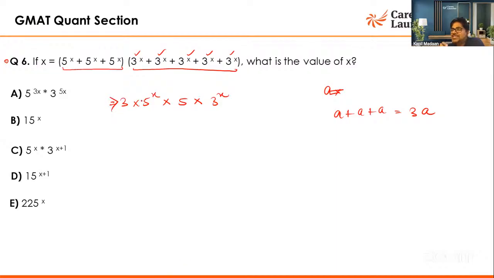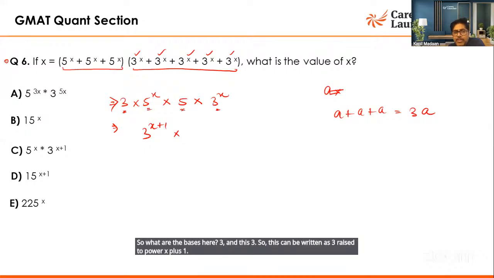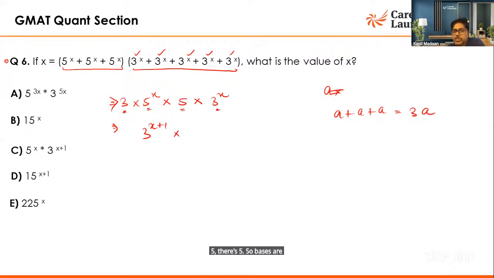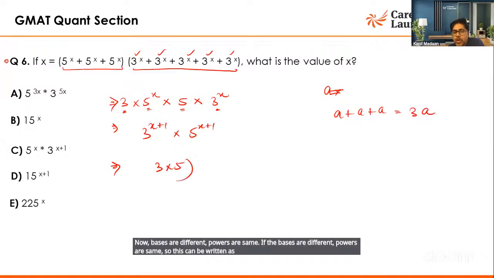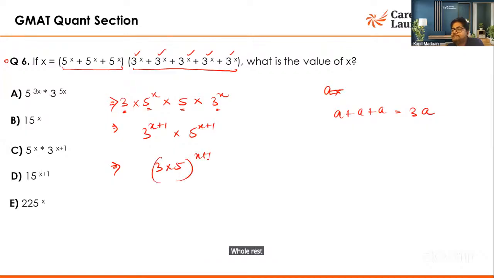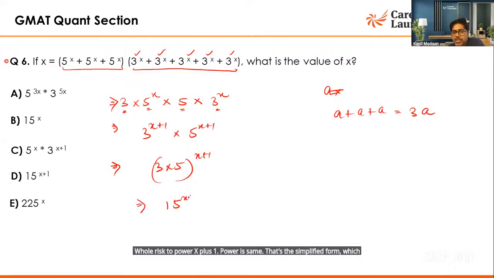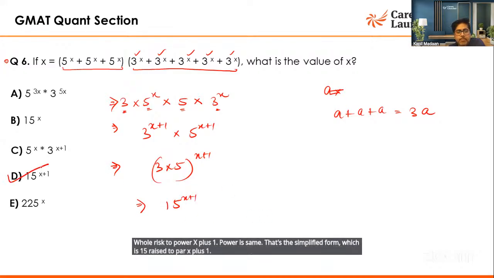Now, if the bases are the same, the powers get added. What are the bases here? 3 and this 3. So this can be written as 3 raised to power x plus 1. 5, this 5. So bases are the same. In case of multiplication, powers get added. Now, bases are different, powers are the same. If the bases are different and powers are the same, this can be written as 3 into 5 whole raised to power x plus 1. Power is the same. That's the simplified form, which is 15 raised to power x plus 1. Option D.